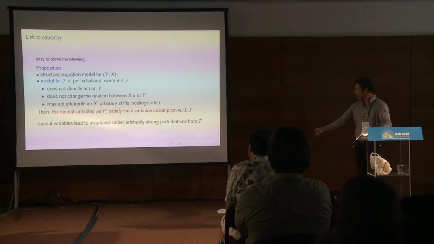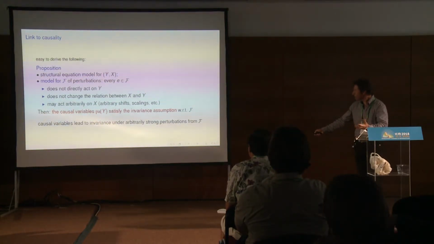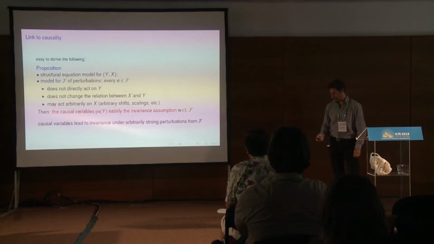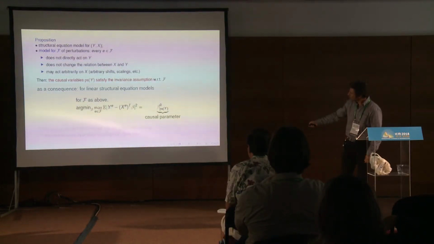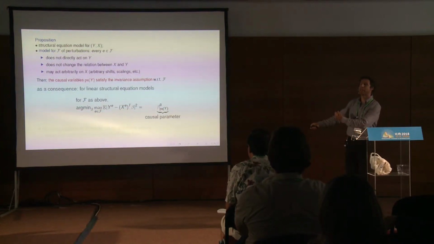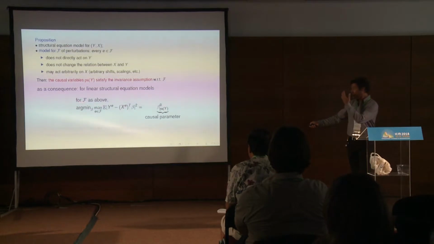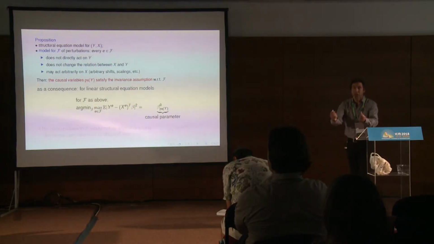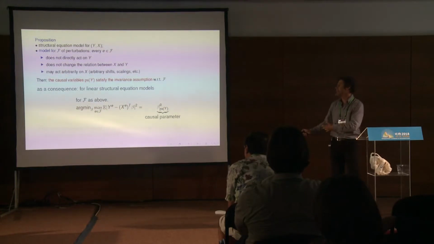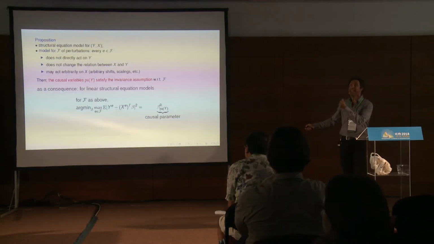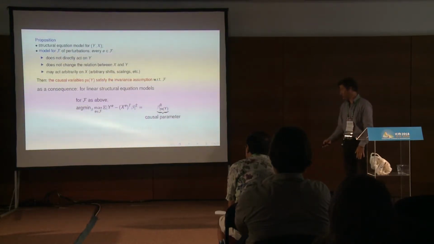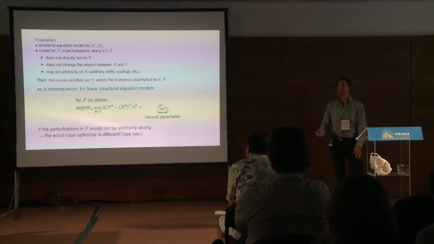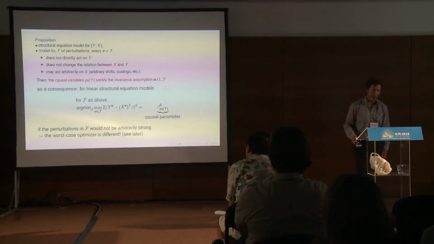Okay? So causal variables lead to invariance. That's important. That's interesting, under arbitrarily strong perturbations which do not act directly on Y. And so, thanks to this proposition, it becomes very plausible that the solution of this optimization problem is the causal parameter. So if I look at all perturbations which do not act directly on Y, they can be very strong. If I have a worst case risk, I should condition on the causal variables, because then I have an invariance, and then it's a simple thing to show that actually the optimizer of this problem is the causal parameter in a linear structural equation model. So if the perturbations would not be arbitrarily strong, the worst case optimizer is different. It will not be the causal solution, and I'll talk about that.